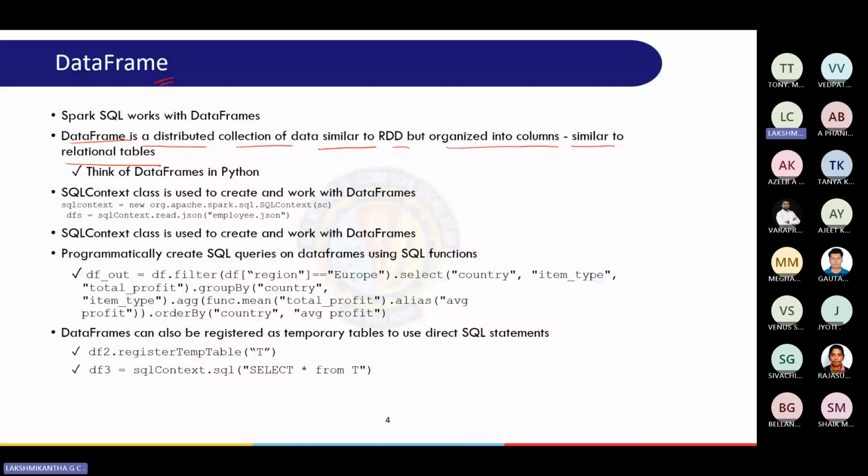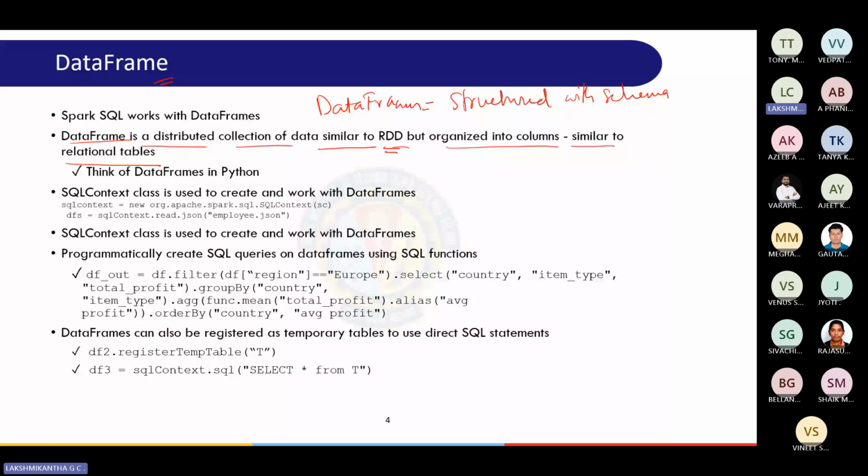Okay, what do you mean by data frame, guys? Can anyone tell me? Data frames are structured with schema, right? Yes or no? And what do you mean by RDD? RDD is unstructured. A data frame is like a table in SQL. And point two: think of data frames in Python, similar to pandas data frames, but this is completely distributed.